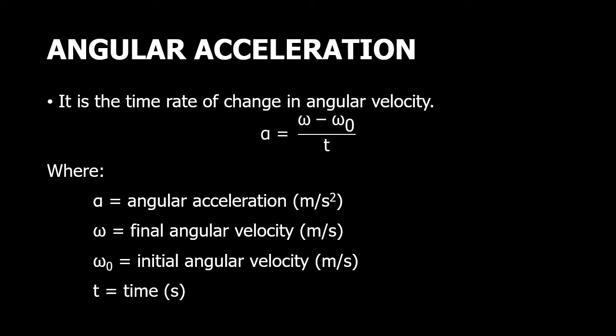So paano ulit nakuha yung radians per second squared? Remember, angular velocity is measured in radians per second. Kaso magde-divide pa ulit tayo ng another quantity of time which is again measured in seconds. So magiging radian per second per second. Then magsasama yung dalawang second which will become second squared, and that will result to radians per second squared as the SI unit for angular acceleration.